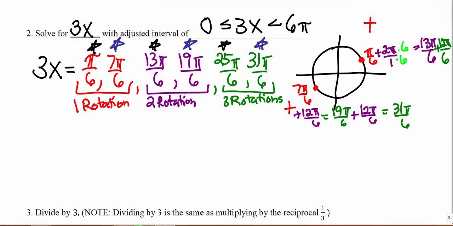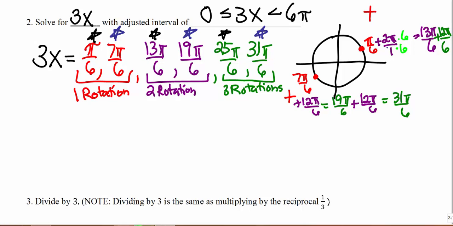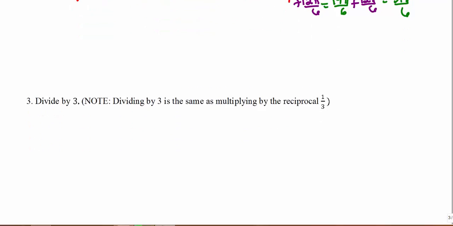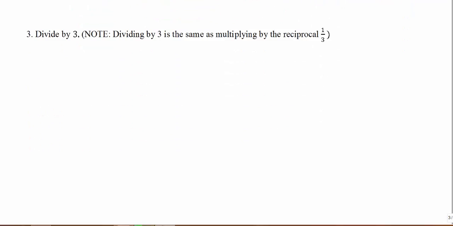Alright, so we solve for 3x. Now keep in mind that that's not where we want to stop. We actually want to solve for x itself. So to solve for x, we are going to divide everything through by 3. But dividing a fraction by 3 is the same thing as multiplying by 1/3. So I'm going to rewrite this, and I'm going to come down here and actually multiply everything through by 1/3.